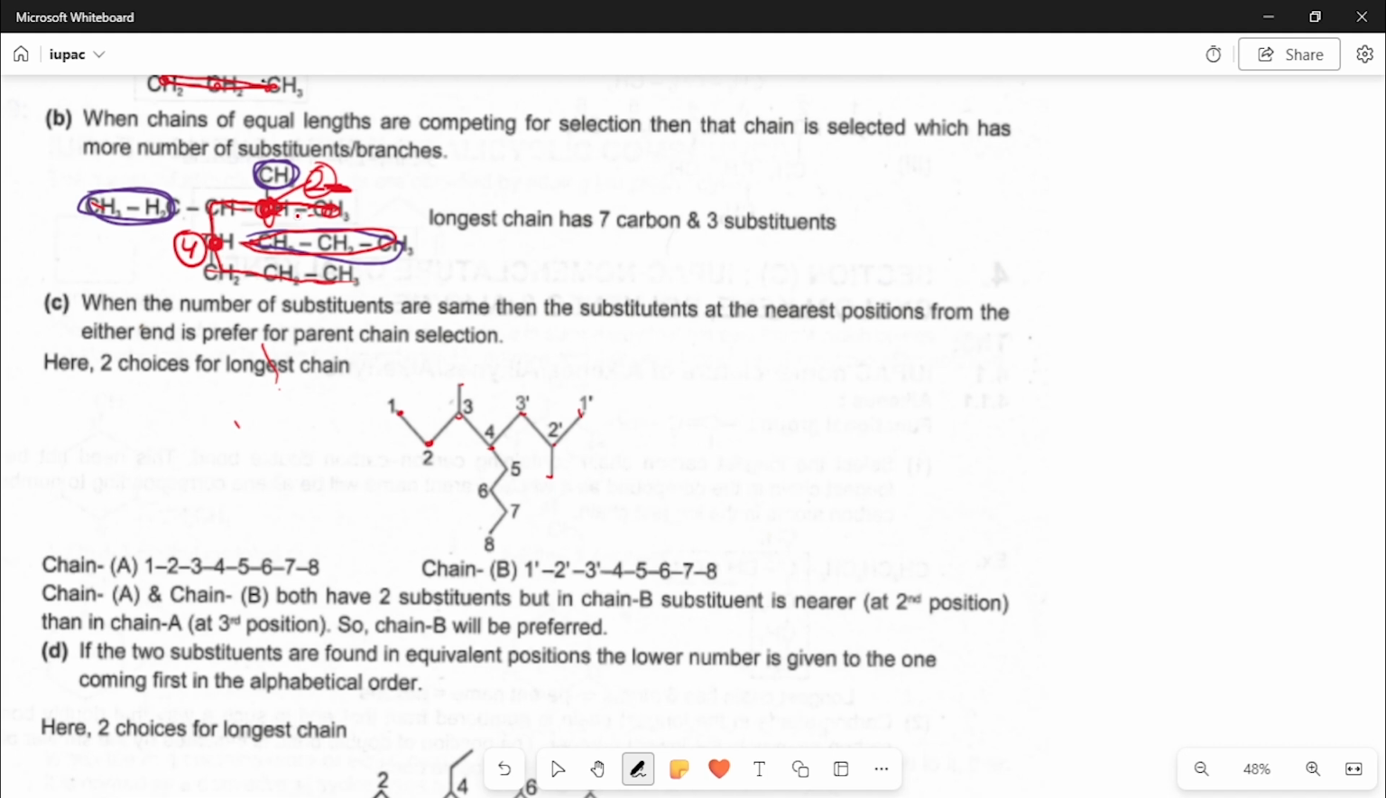But see, when we are counting from here, the substituent is present on locant 2, but when we are counting from here, the substituent is present on 3. As the rule suggests, we will choose the lowest set of locants. So the main chain will come from here. See, chain A, chain B. We are going to choose chain B, the one with the hyphen.